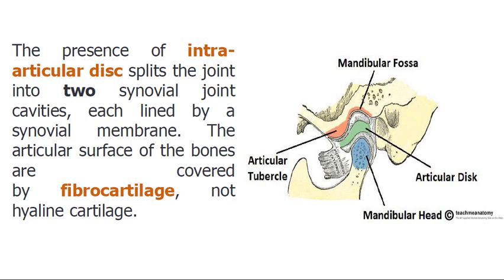These bony articular surfaces are covered by fibrocartilaginous covers. Despite being a synovial joint, it is an atypical synovial joint because the articular bones are covered by fibrocartilage instead of hyaline, and the second point is the intra-articular fibrocartilaginous disc.